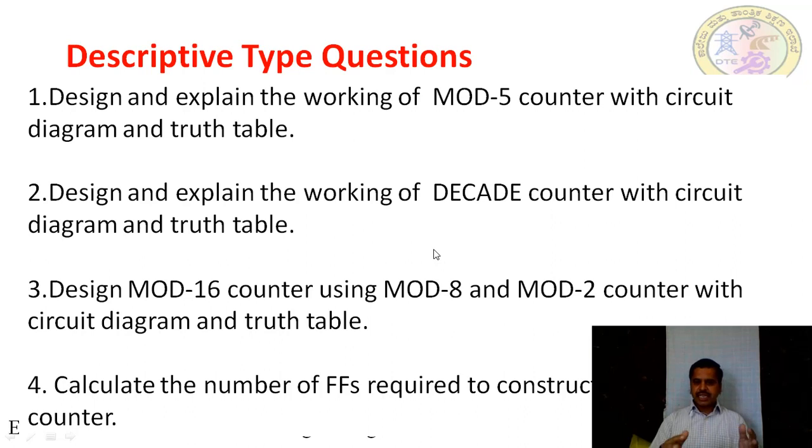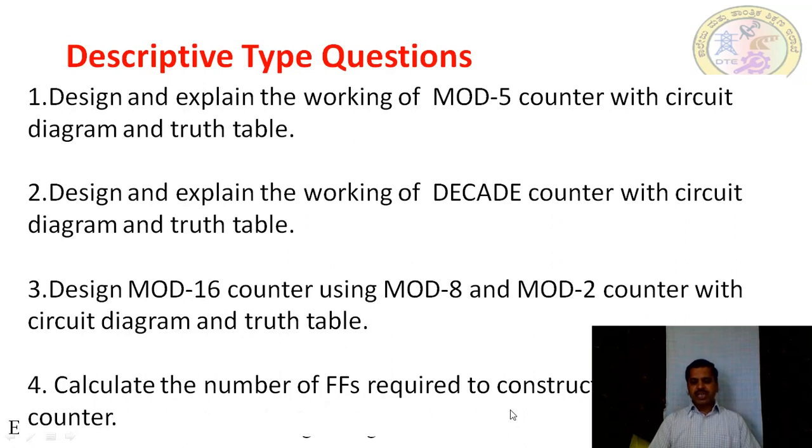Just cascade one counter to another counter and make it a ripple counter. The modulus of a cascaded counter is only the multiplication of the moduli of the individual counters. Mod 16 means mod 8 and mod 2. Also you can get 2 into 2 into 2 into 2, or 4 into 4. You will get the mod 16 counter.